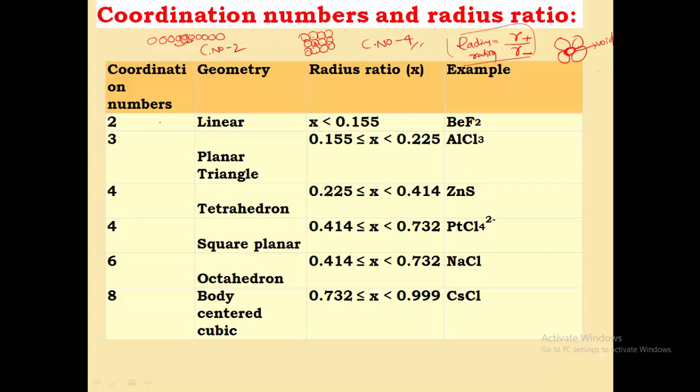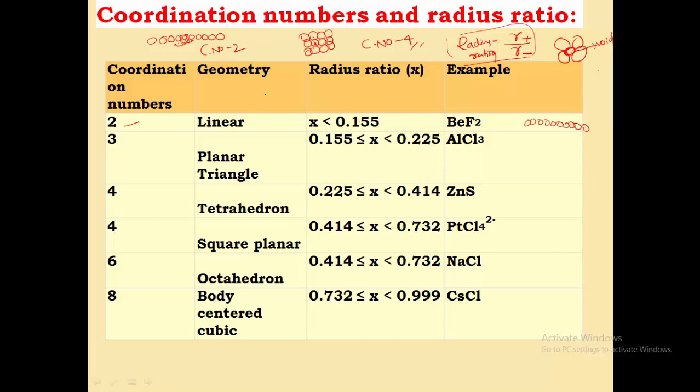Now here there are certain examples. If the geometry is linear, then the coordination number is 2. Linear means they are simply arranged in a line, a closed arrangement. At such a condition the coordination number is 2. And the radius ratio, remember these values, x is less than 0.155, and the example is BeF2.